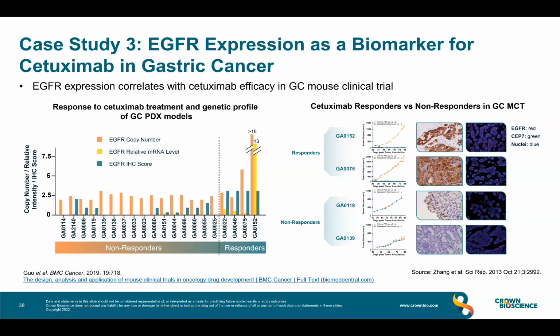This case study is about EGFR expression as a well-known single gene biomarker for cetuximab in gastric cancer. In a gastric cancer mouse clinical trial, we observed that EGFR overexpression and amplification are highly associated with a good response to cetuximab, and we confirmed this result at the DNA level, mRNA level, and also protein level.